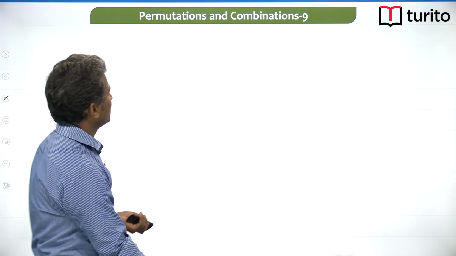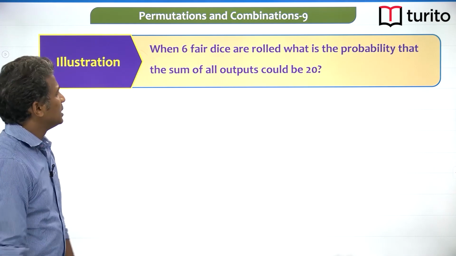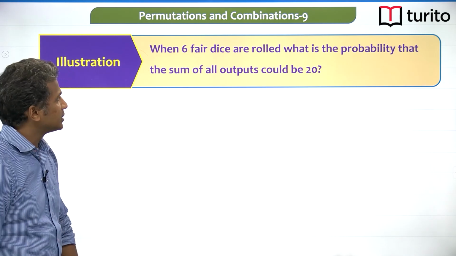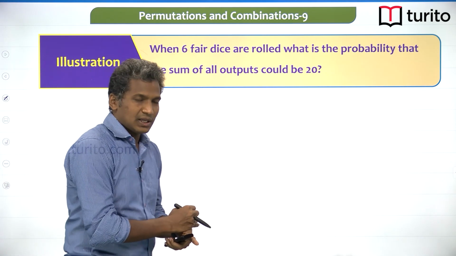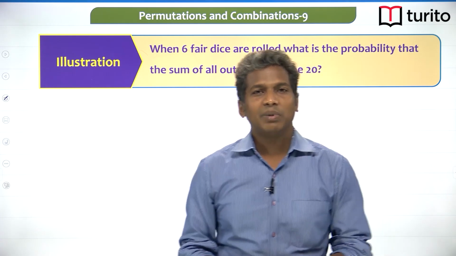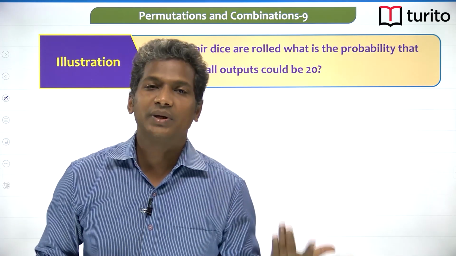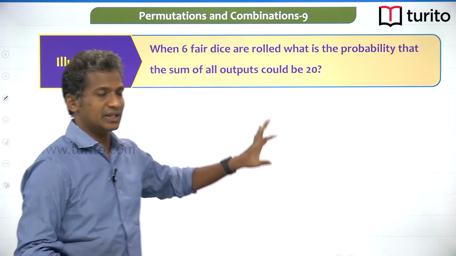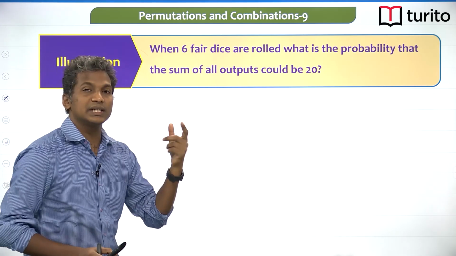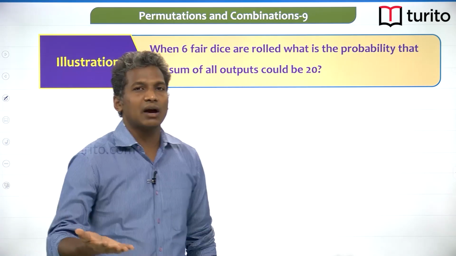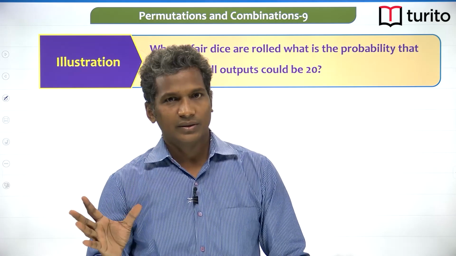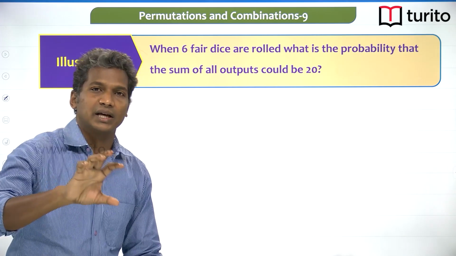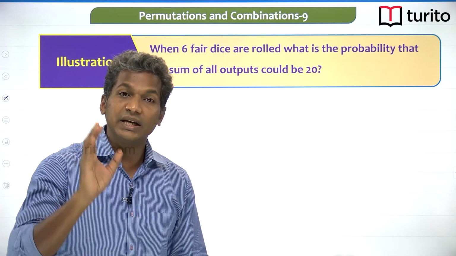Now, let us have a look at another problem. Here 6 fair dice are rolled. What is the probability that the sum of all outputs is 20? So, the question is on probability, but the idea is from permutations and combinations, and the crux of that will be on polynomials. Okay. So, let us try to solve it. There are total 6 dice. Now, each dice has 6 possible outputs, right. All outputs are equally likely because here it is said that it is a fair dice. Fair dice means all outputs are equally likely.